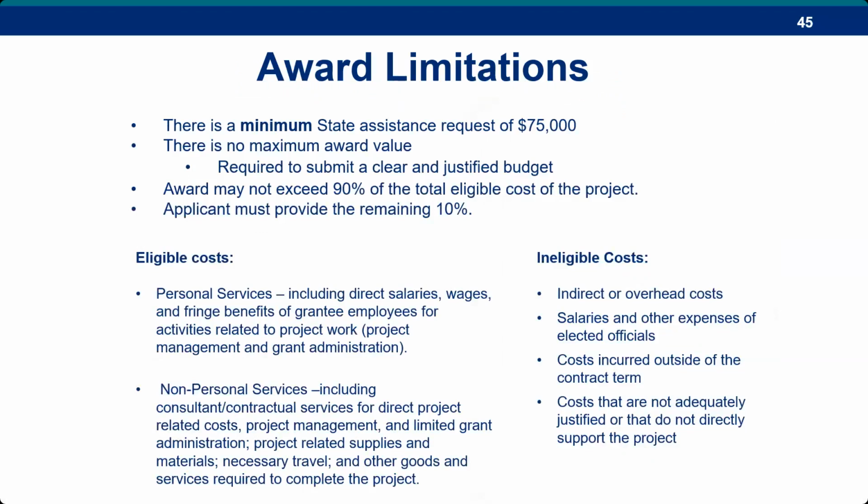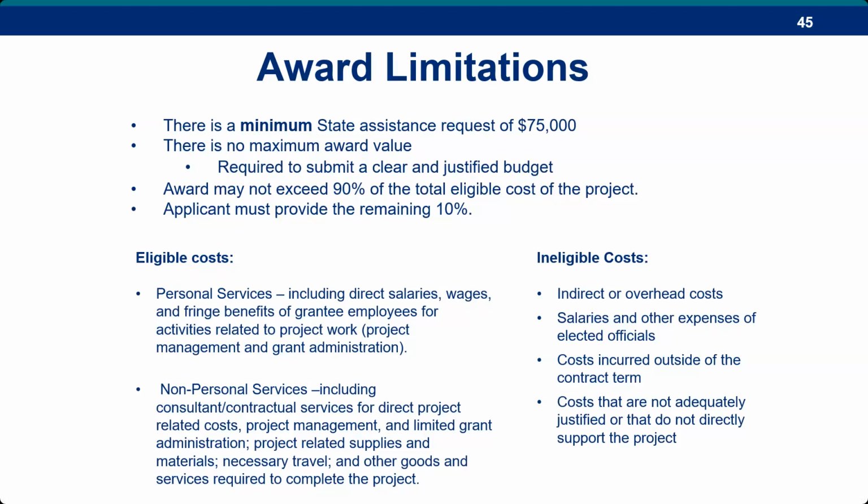Award limitations. This year, there will be a minimum state assistance request of $75,000. There will be no maximum award value. This will ensure the creation of more realistic budgets to ensure planning is achievable and successful. However, applicants will be required to submit a very clear and justified budget with their application. Awards may cover up to 90% of the total eligible cost of the project, with the applicant providing a local share of 10%.